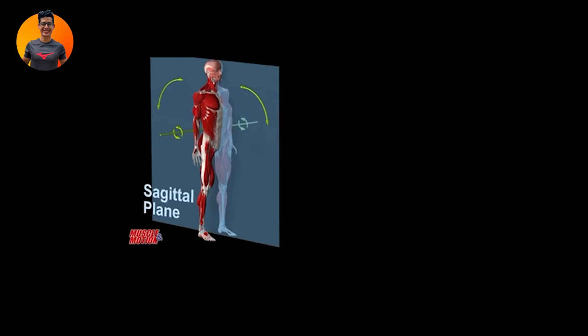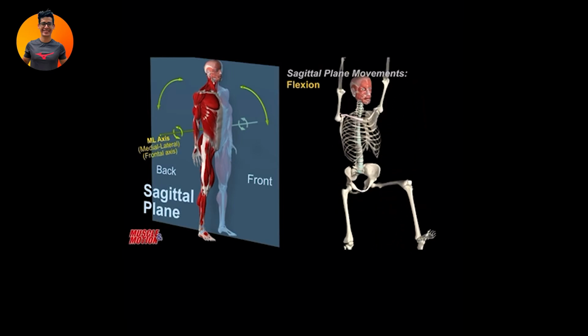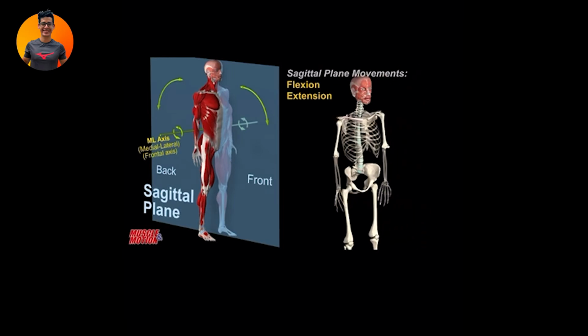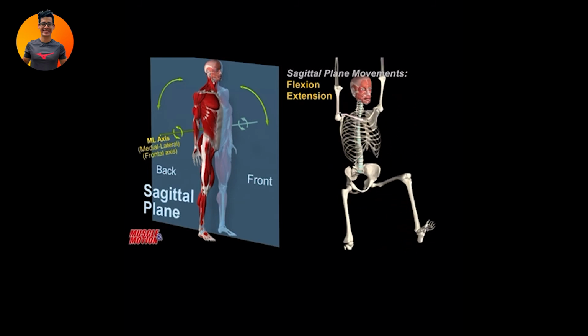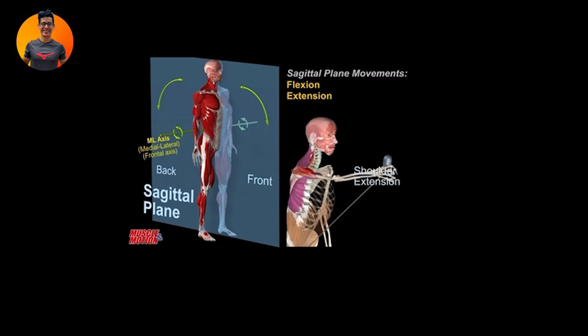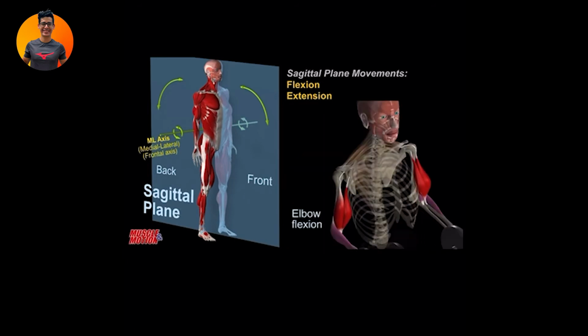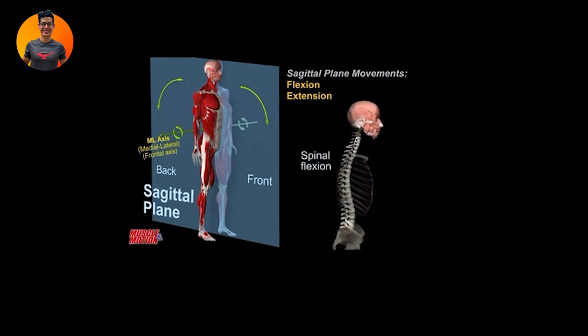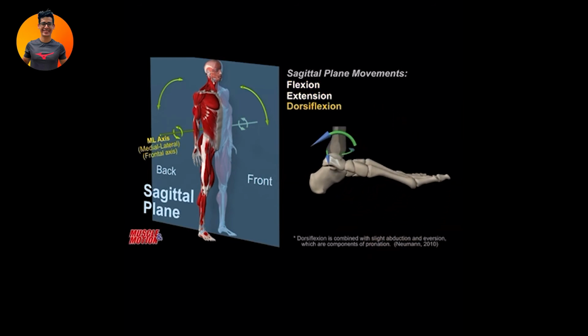The sagittal plane passes through the body from front to back, dividing the body into left and right parts. Sagittal plane movements are forward and backward movements. For example, flexion, extension, shoulder flexion and extension, elbow flexion and extension, spinal flexion and extension, ankle dorsiflexion and plantar flexion.